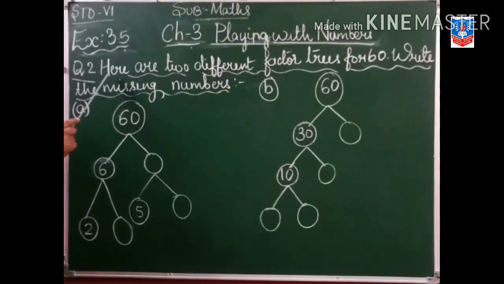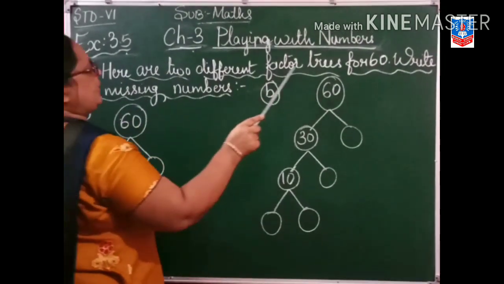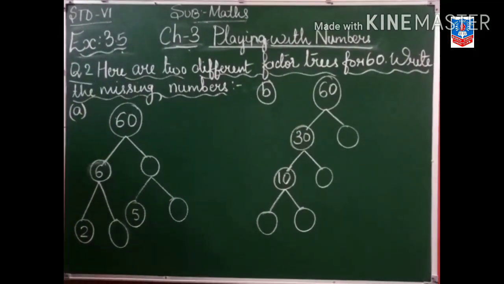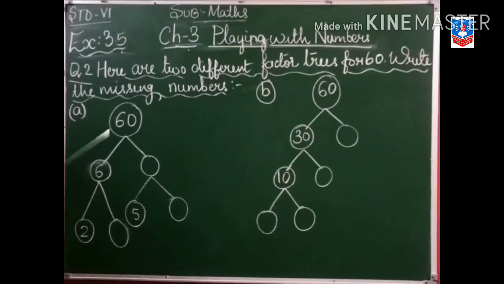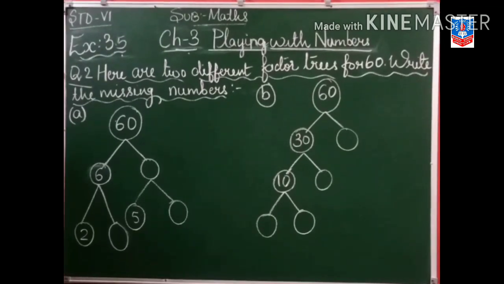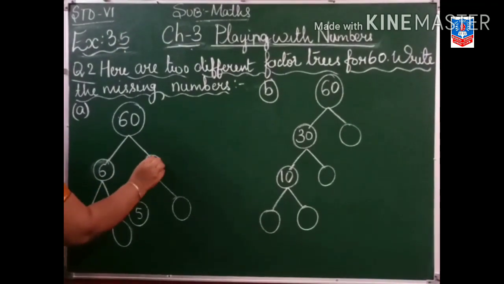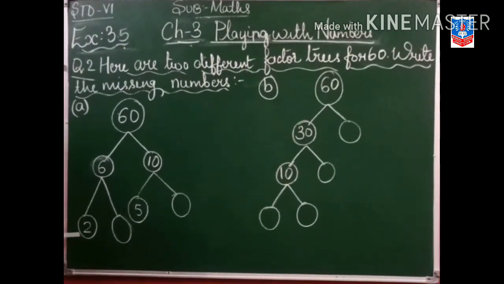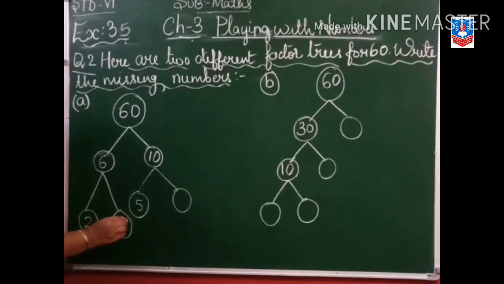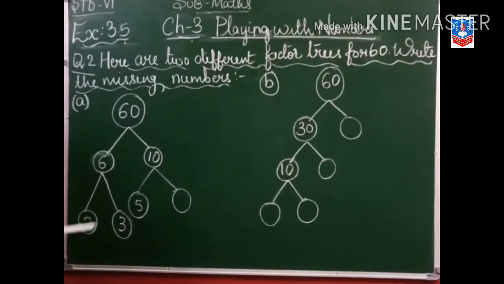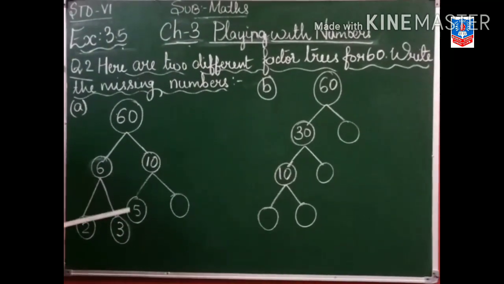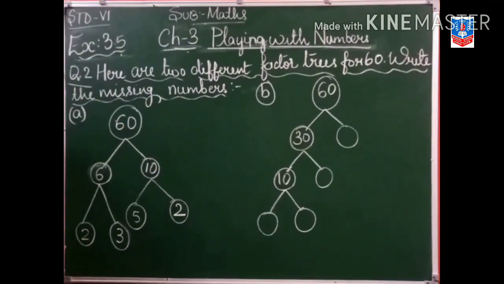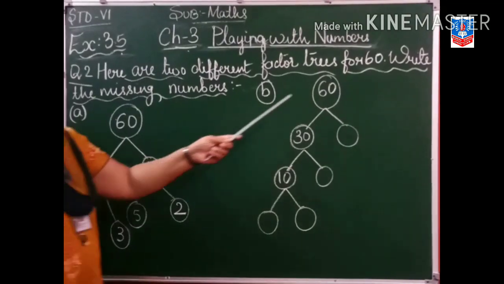Question number 2. Here are two different factor trees for 60. Write the missing numbers. Now see, the factors of 60 are 6 into 10. First let us do this. The factors of 6 are 2 and 3; 2 threes are 6. Now 10: factors of 10 are 5 and 2.